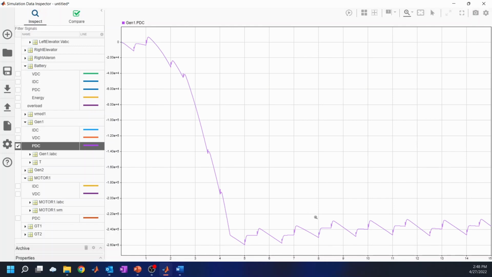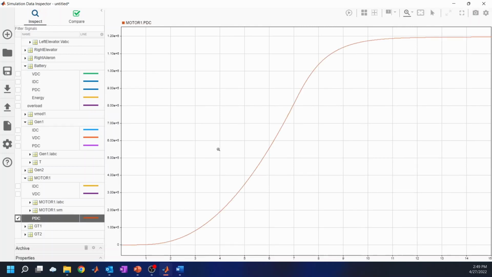Note that we have ripples in this area. These are a consequence of the actuator cycling from positive to negative angles. Now let's just look at the turbine power. So we will look at the motor 1 PDC here. We see that the power is ramping up.